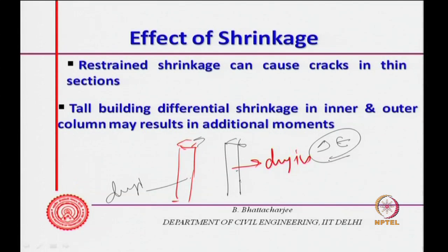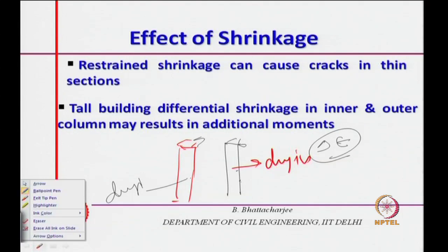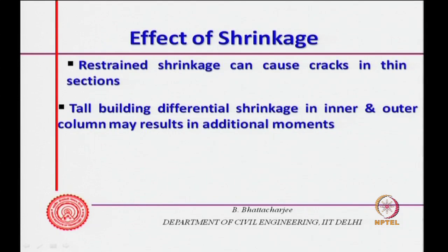And if there is a differential strain coming in a very tall building, 30 to 40 story building, then you might find there are secondary moments coming in because of differential shrinkage. This may result in additional moment, like we discussed related to creep.